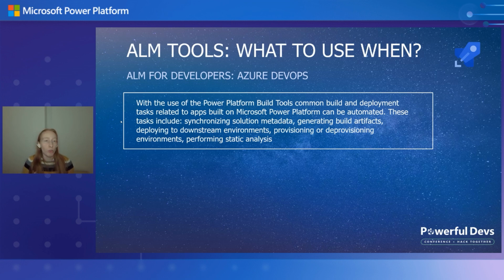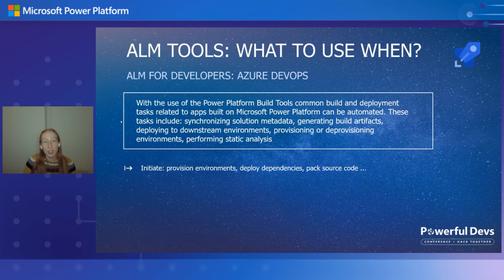I can do more from the ALM perspective, like setting up environments when I need them and doing some automated testing, for example, within Azure DevOps. I could have also chosen GitHub Actions. That's also a possibility, but for this example, I've chosen Azure DevOps.